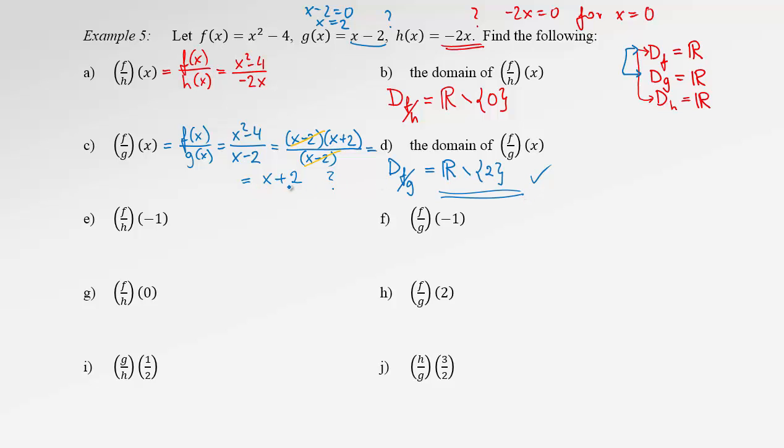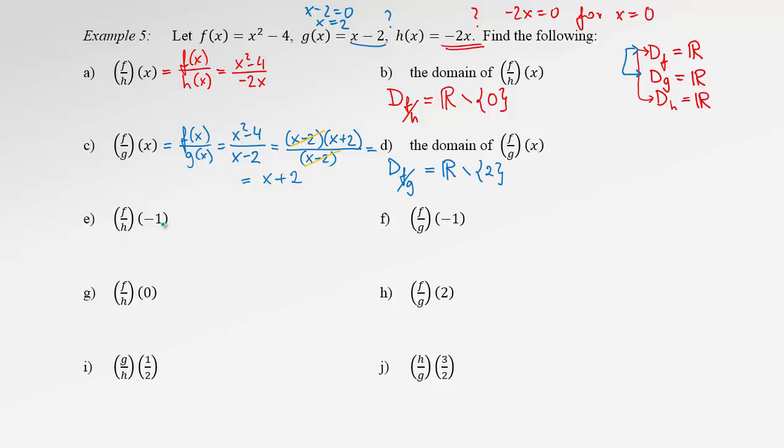That means it is a line, except at number 2, because this domain is actually calculated for this expression, not for the final expression. Therefore, these two expressions are equivalent only in that domain. They are not equivalent in all real numbers. They are equivalent in all real numbers, but not 2. Now let's calculate this expression.